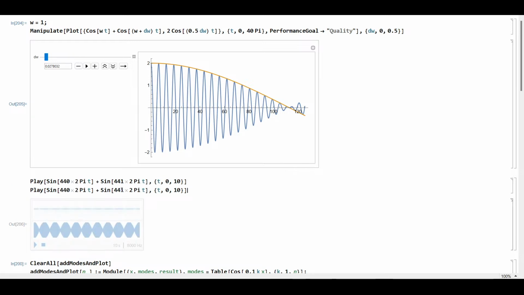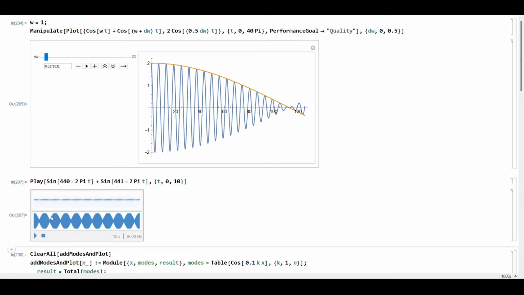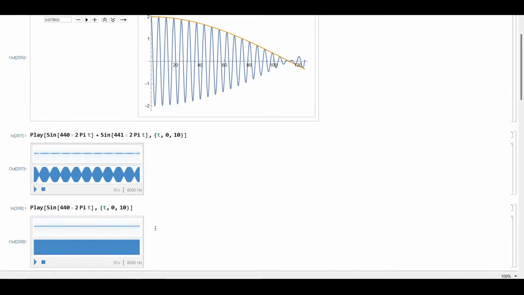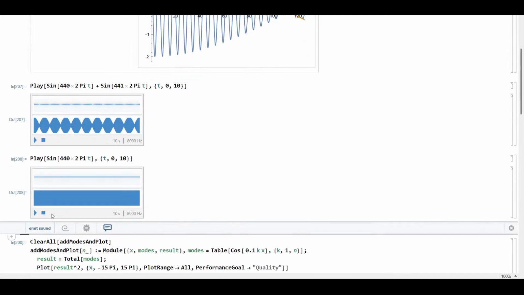Let me individually play 440 hertz. Now here, in the 440 hertz, you hear a constant sound, constant intensity, constant amplitude.